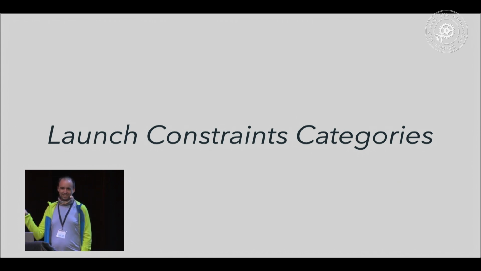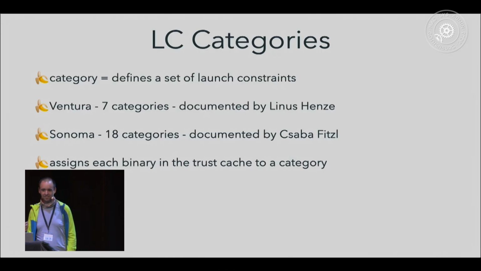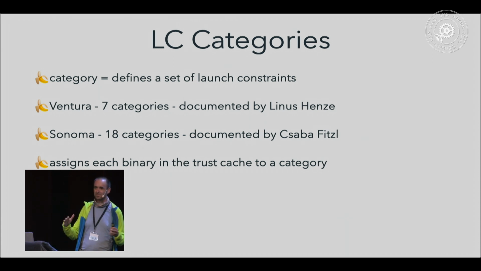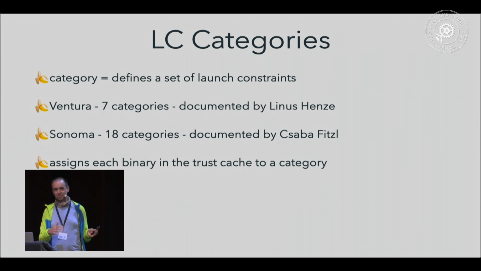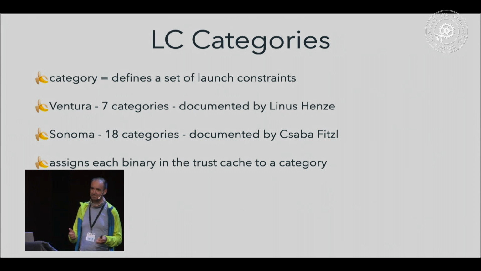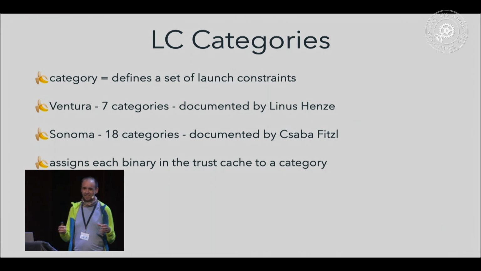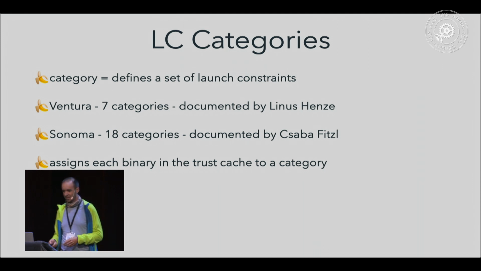So that takes us to launch constraint categories. So we violated the constraint, but we don't know what it is yet. A launch constraint category basically defines a set of constraints. In Ventura, Apple had 7 of them. In Sonoma, there are 18 of them. And they assign each binary into one of the categories. This assignment can be found in the trust cache, which I will talk about later.